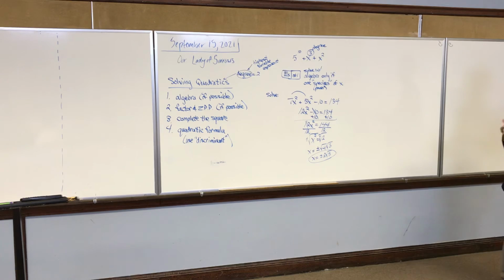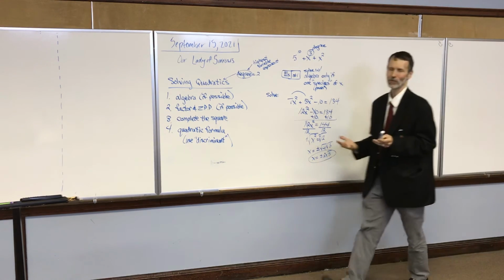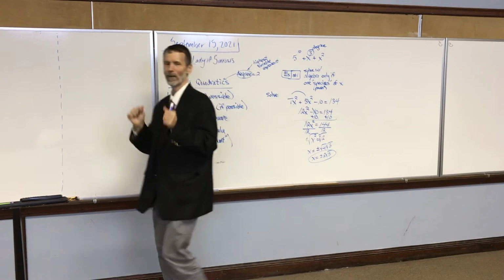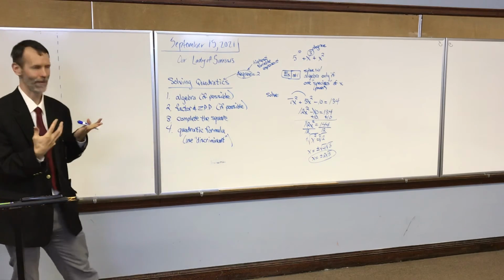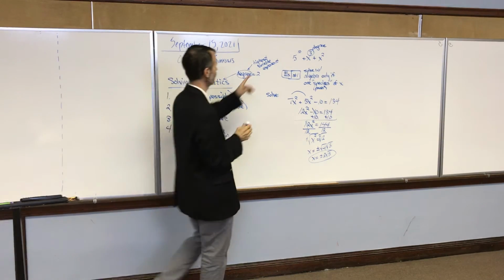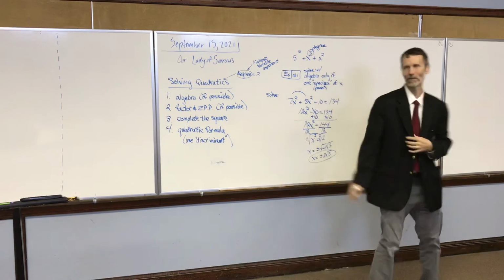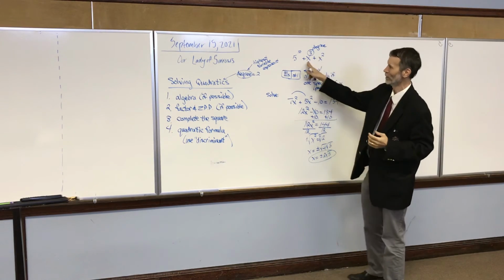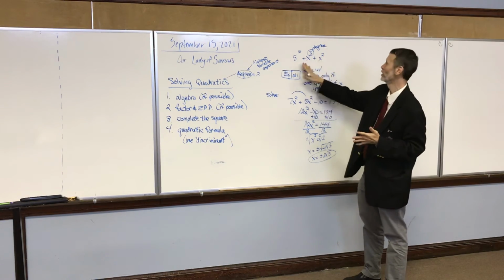That's using algebra. So you basically square root both sides. That only works if you have one type of power of X. If you have more than one power, this will not work. Because if you try to square root, it makes a mess out of the cube. Try to cube root, it makes a mess out of the square.